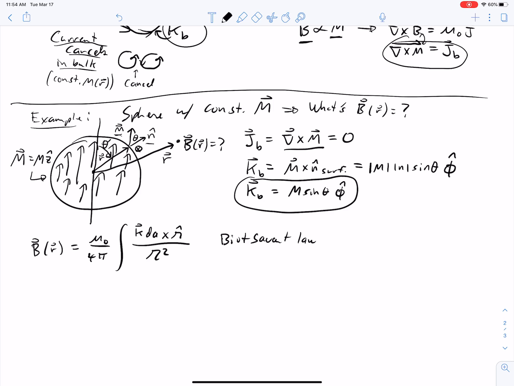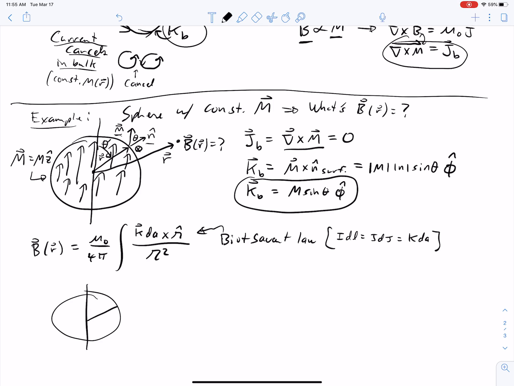And here I'm using the same idea. Remember it was like I dL is equal to J d tau, which is equal to K dA. So it's the same kind of thing as before. And so all I've got to do now is this integral. Now I have converted the problem from a sphere of magnetization to a sphere of current.